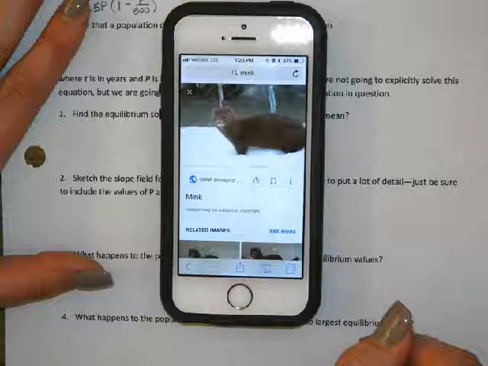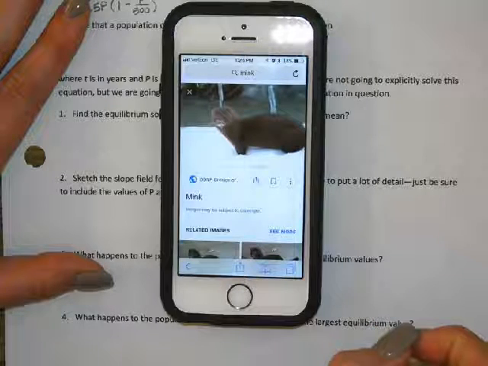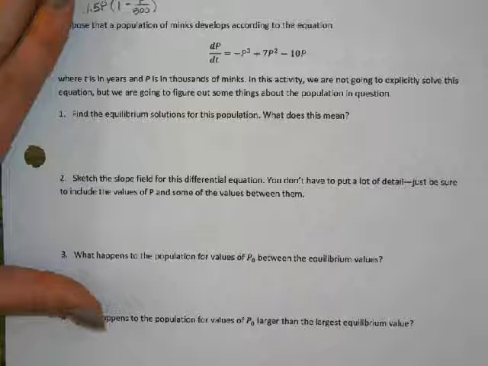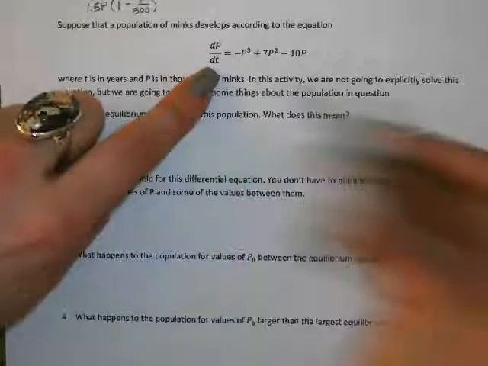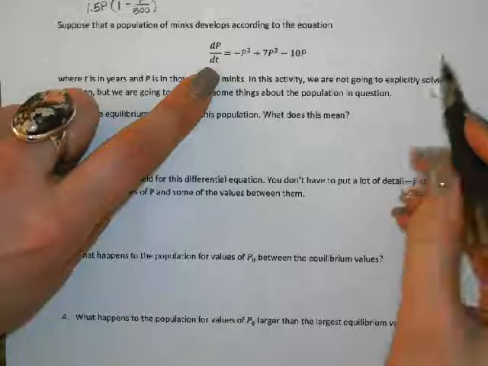Okay. So this is where I should remind you, we only knew what minks were because we know that people used to wear mink coats. Okay, here we go. So, it says, this is our dP/dt. All right. Now, are you guys ready?